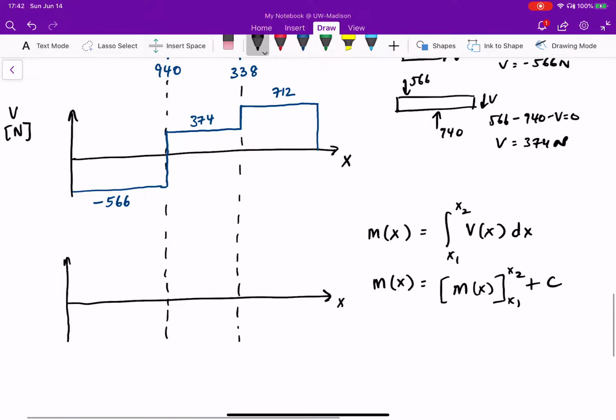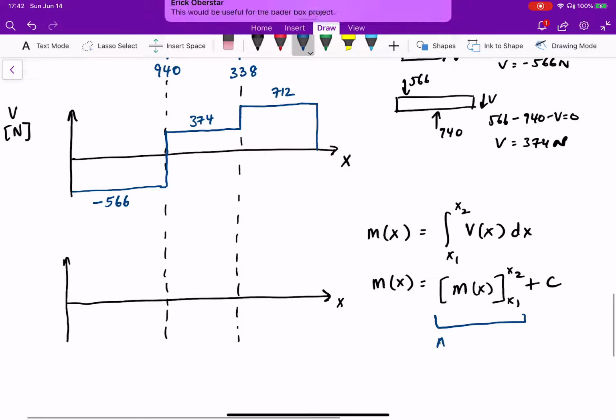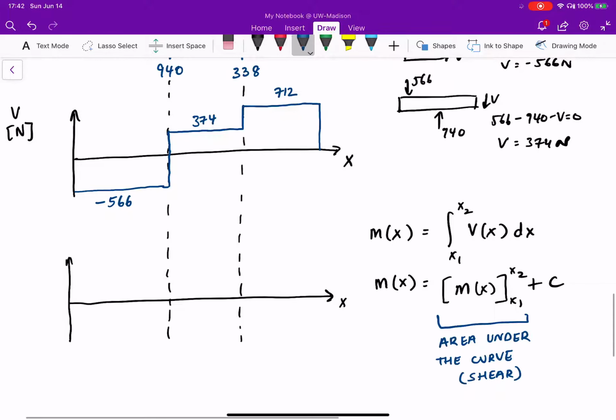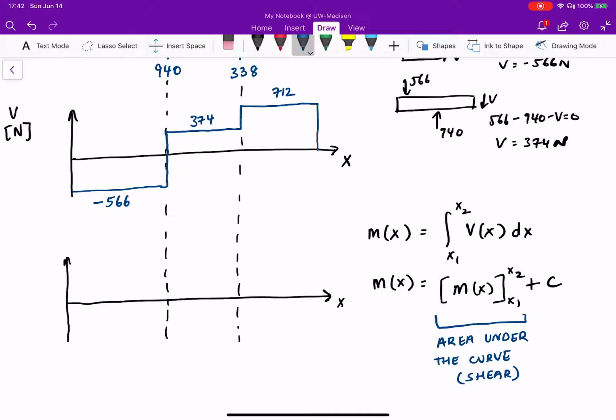Now in this case, this is the area under the curve of the shear diagram. And the c here is basically an external moment.